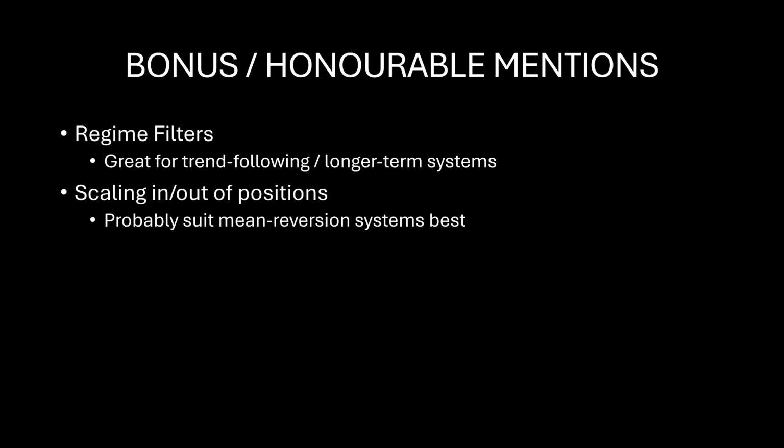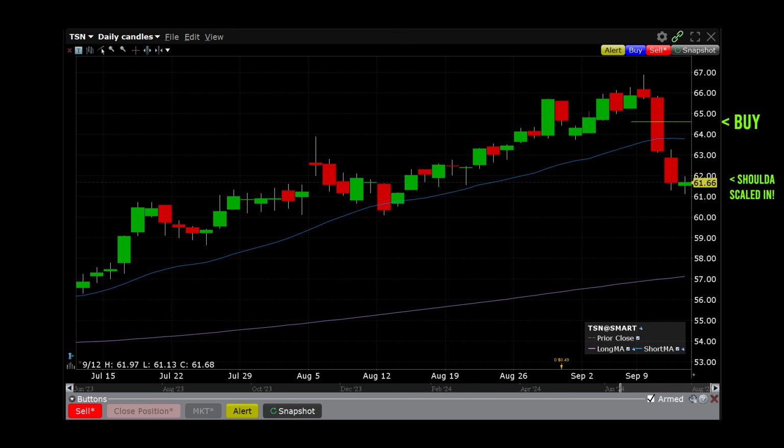The second honorable mention is scaling in and out of positions. Rather than entering your positions at full size immediately, scaling in slowly can help reduce drawdown, especially for mean reversion systems, which tend to buy a huge chunk of a market in the middle of it crashing. It's happened to me many times. It's just the cost of doing business with mean reversion systems sometimes. There's a fine line between buying the dip and being hit by a freight train, and scaling in can help with that issue for certain systems.